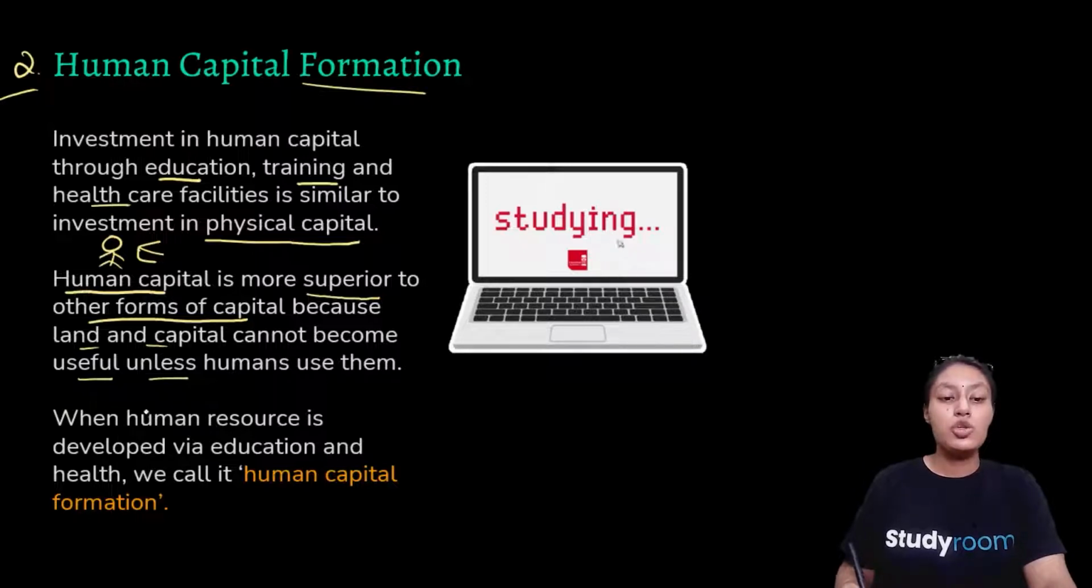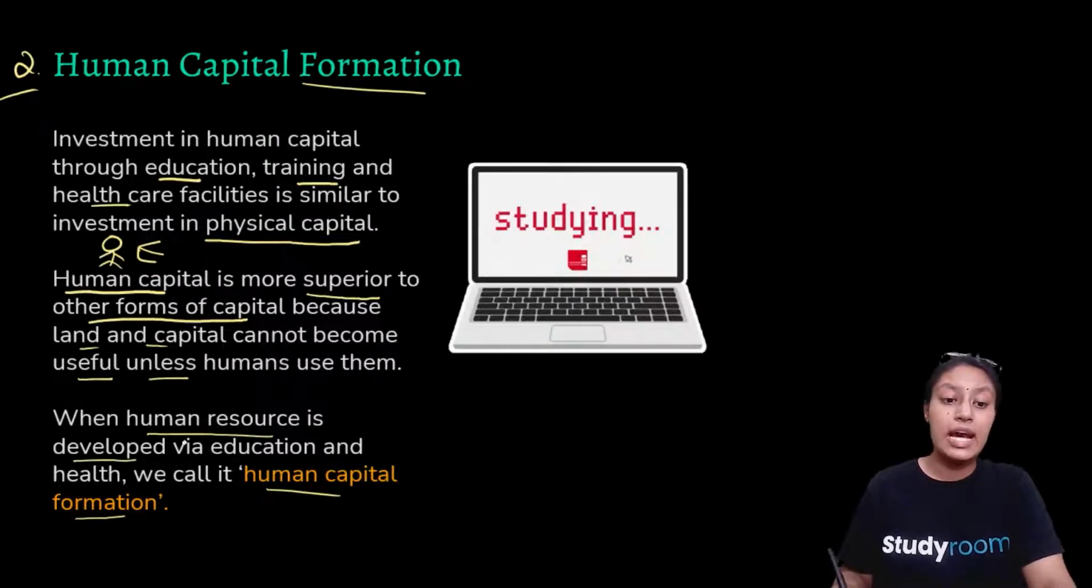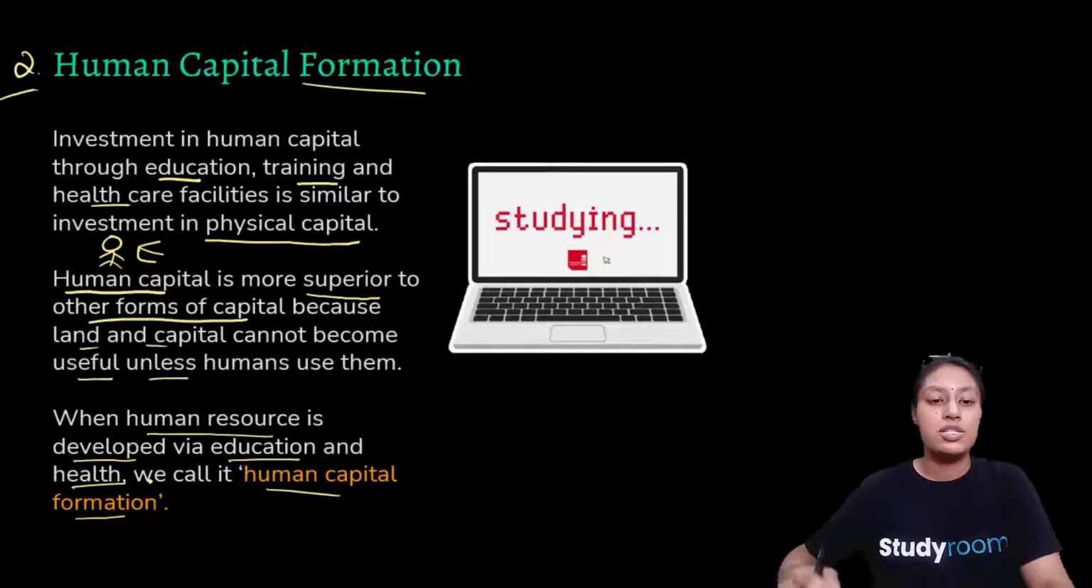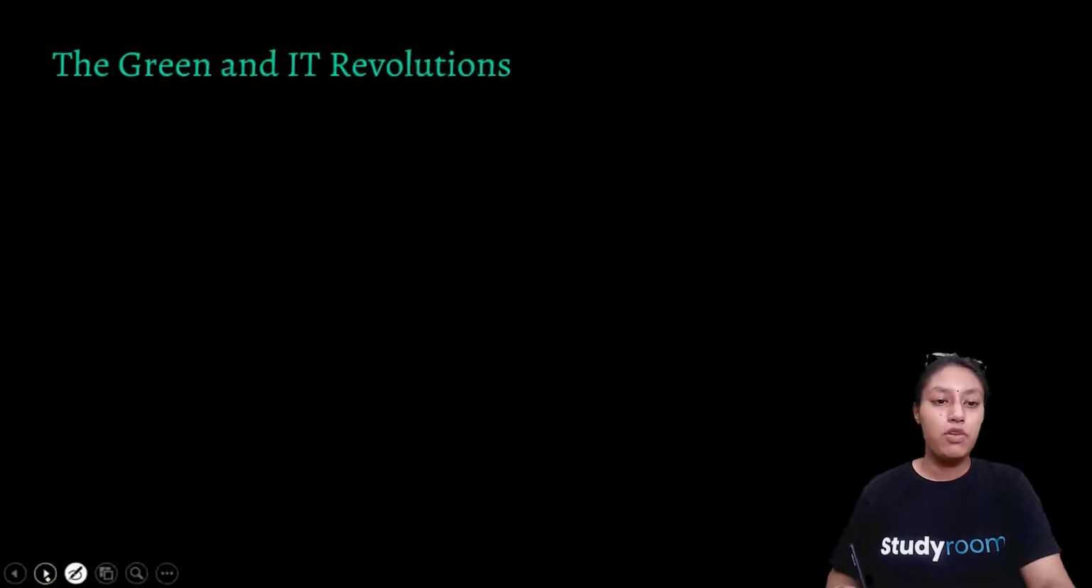So, what is basically human capital formation? Human capital formation is when human resources are developed and given the investment they require via education and healthcare. We call it human capital formation. When we work towards the formation of human capital through these three different areas, training, education, and healthcare, it is called human capital formation.